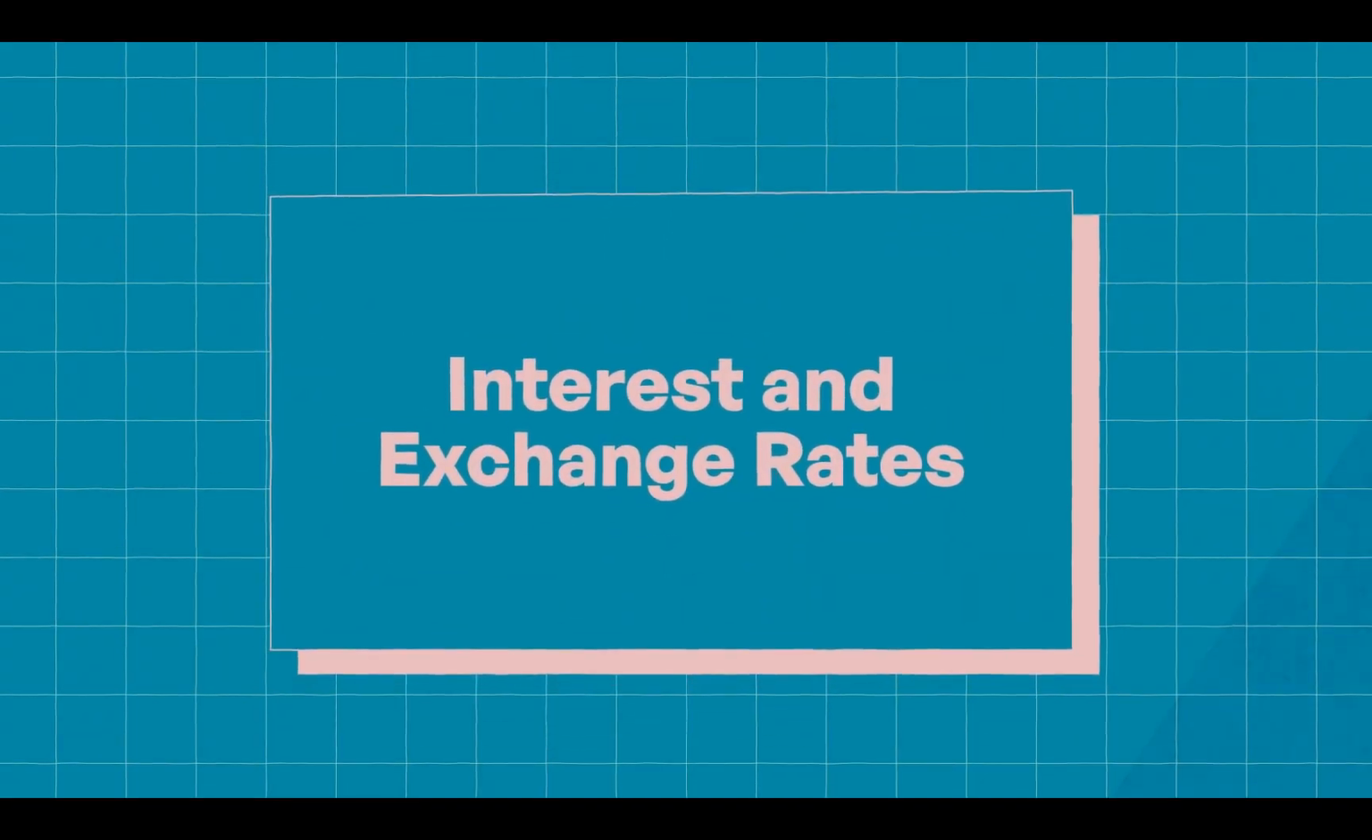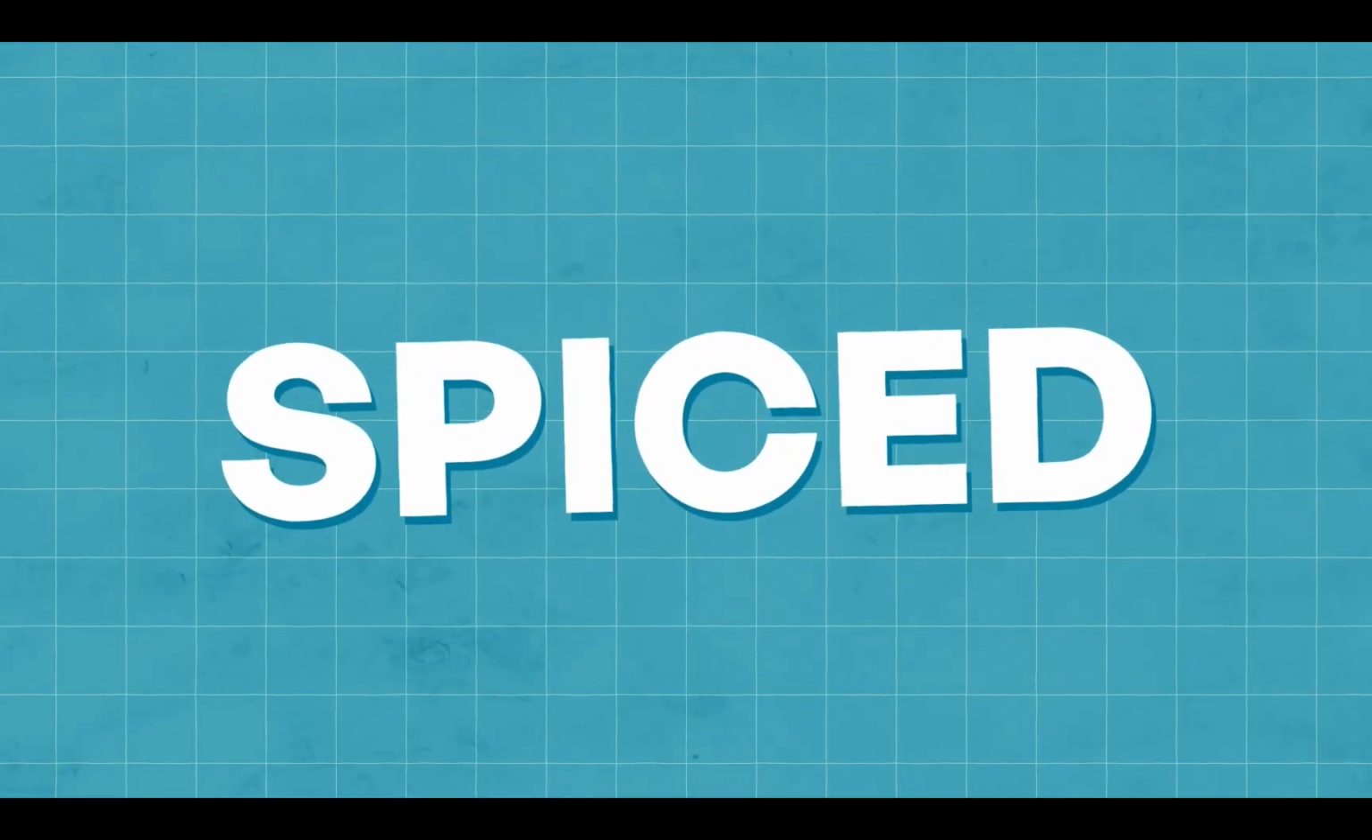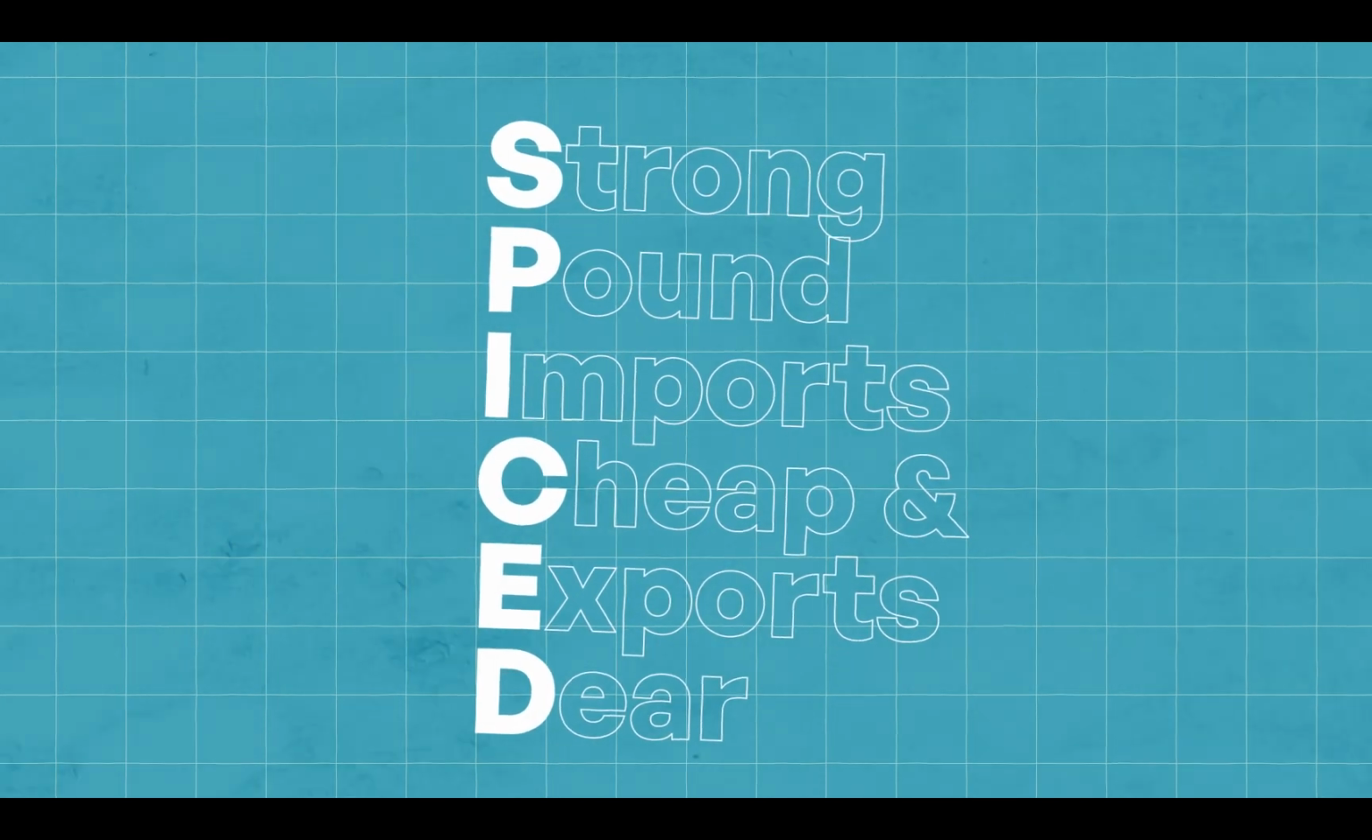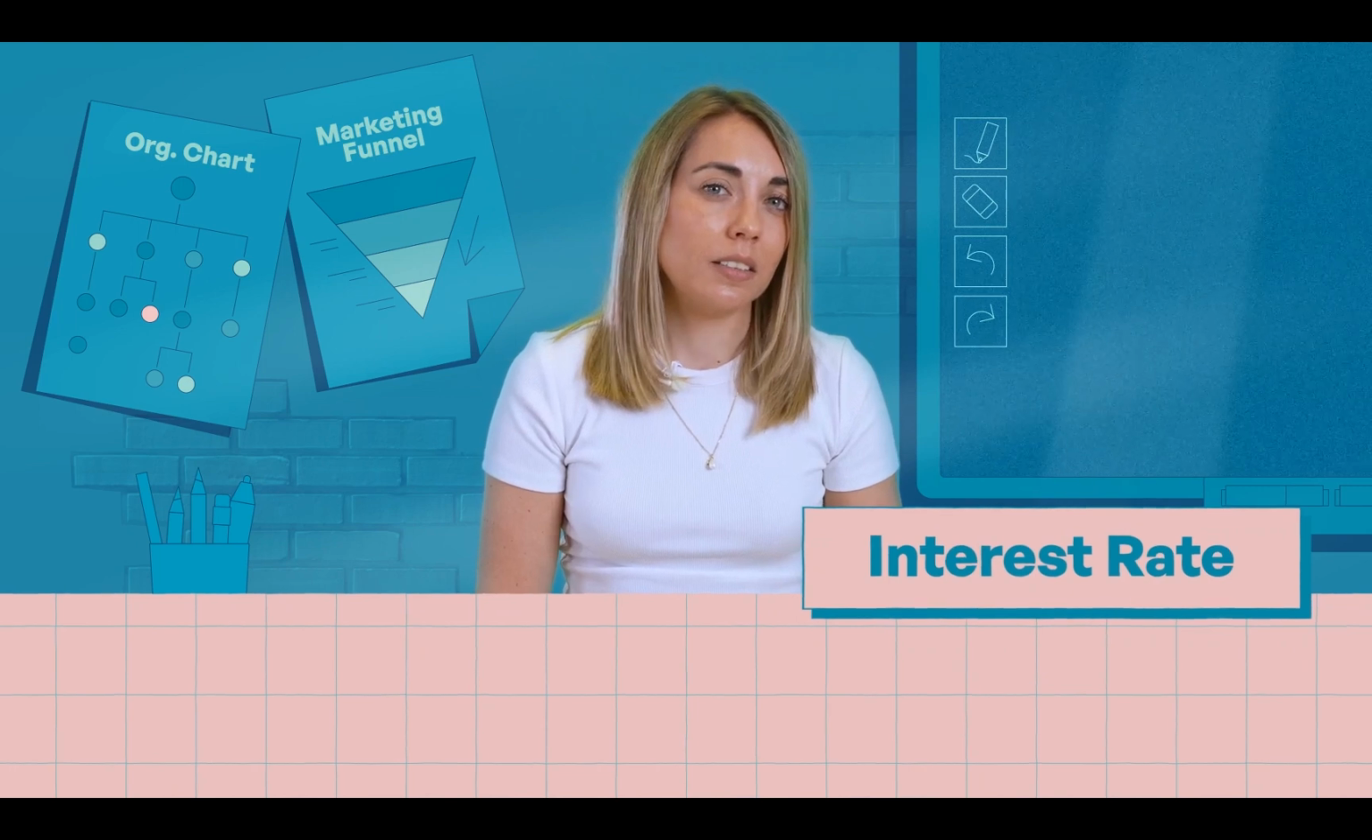Secondly, they can influence the interest rate and/or the exchange rates. In our last video, we learnt SPICED: strong pound, imports cheap, exports dear. So anything that changes the rate will have a direct impact on the costs, prices, and subsequently the demand for the products. What about the interest rate?